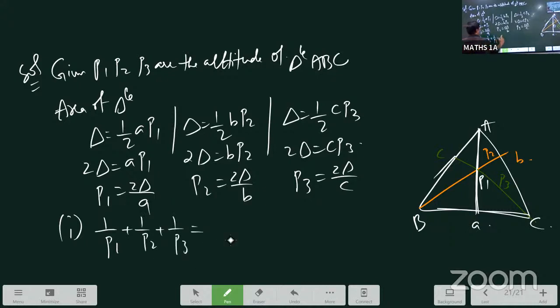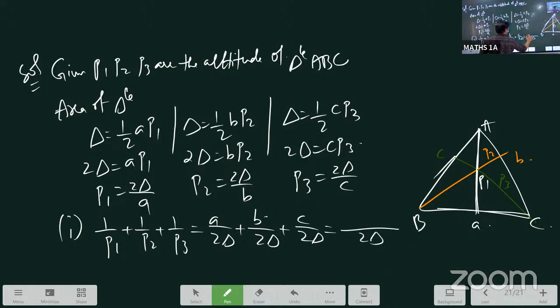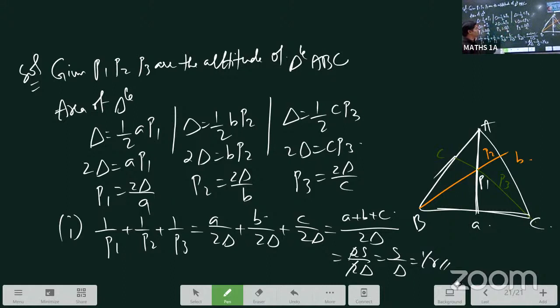Right. So, first bit, 1 by p1 plus 1 by p2 plus 1 by p3 means it is a by 2 delta, b by 2 delta, c by 2 delta. That is a plus b plus c, 2s by 2 delta. Your a plus b plus c is 2s. 2 gets cancelled, s by delta, which is nothing but r is delta by s. Then s by delta will be 1 by r. Is it clear? Right. Next.